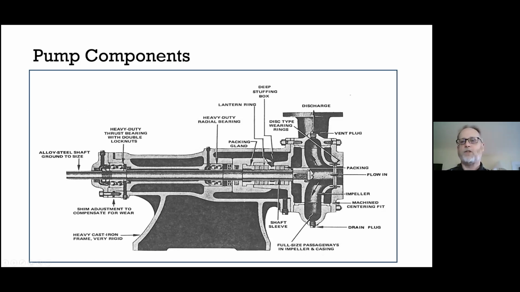So let's start over on the right-hand side. You can see the flow coming into the eye of the impeller. So we've got a casing. We also have the volute. You can see the discharge here. So a radial flow pump, right? Our axis is horizontal, flow in at the eye of the impeller, and then the discharge at 90 degrees to it, right? The impeller will turn on the shaft.